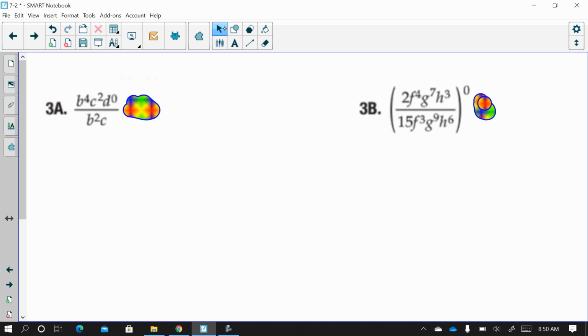Okay, 3a, notice only d is raised to the 0 power, so I have to deal with the b's and the c's separately. So b to the 4th over b squared is b squared. C squared over c is just c, so b squared c. Pause the video, try 3b. Okay, 3b, notice everything is raised to the 0 power, and therefore this is just 1.